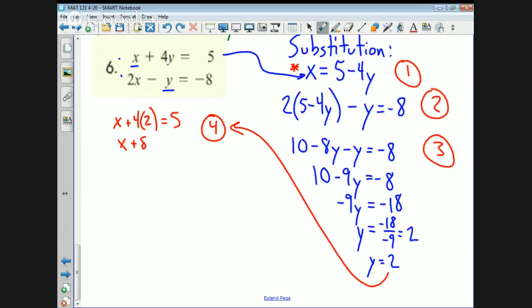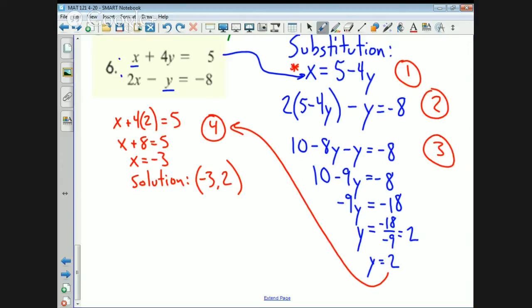x plus 8 equals 5, which means that x will equal, when I subtract 8 from each side, -3, and our solution is -3, 2. You should always check these.